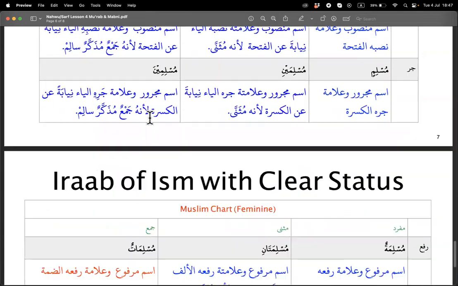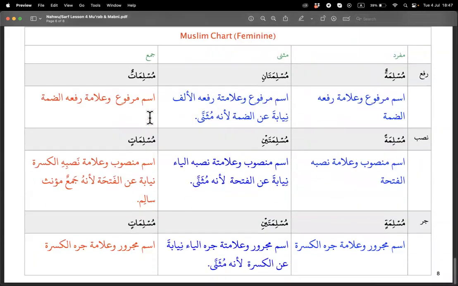For the feminine, same thing. So it's muslimatun. Obviously it's going to be marfu bil dhamma, bil fathah, bil kasra, just like the masculine one. We don't talk about it being feminine in Arabic. We don't have to mention that. The fact that there's a ta marbuta, you know that it is feminine.